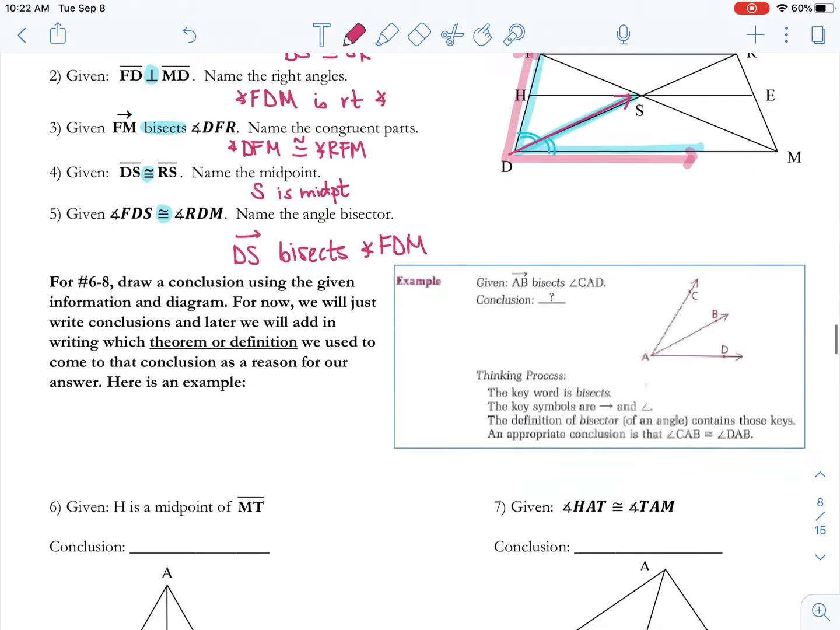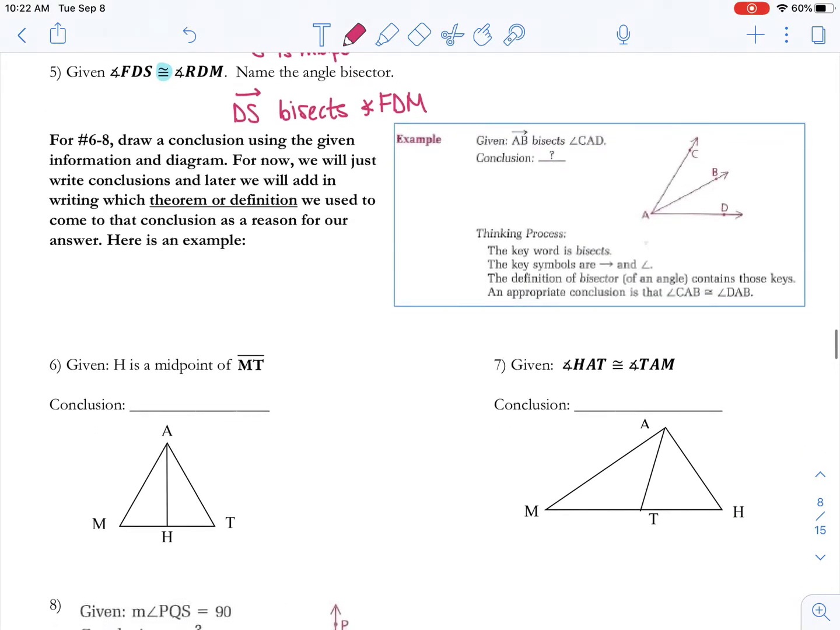Okay, let's take a look at the next section. It says for numbers 6 through 8, draw a conclusion using the given information and diagram. For now, we'll just write conclusions, and later we'll add in writing which theorem and definition we used.